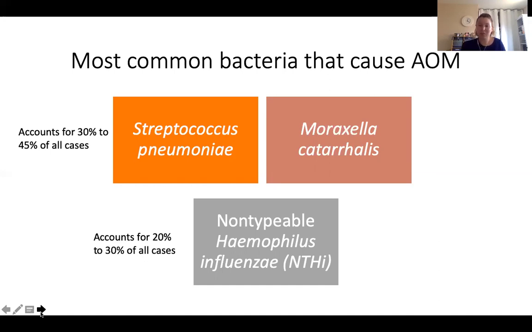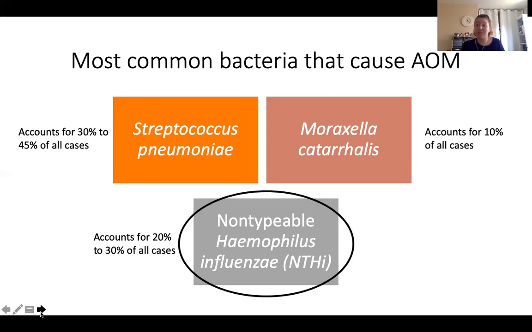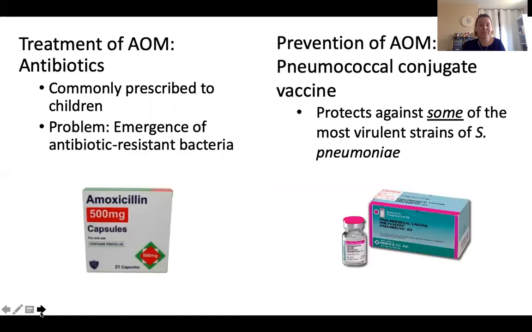And then the last one is Moraxella catarrhalis. This accounts for 10% of all cases. Because it only accounts for 10%, it is also not necessarily needed for prevention yet. Right now, we're going to be focusing on NTHI, non-typable Haemophilus influenzae.